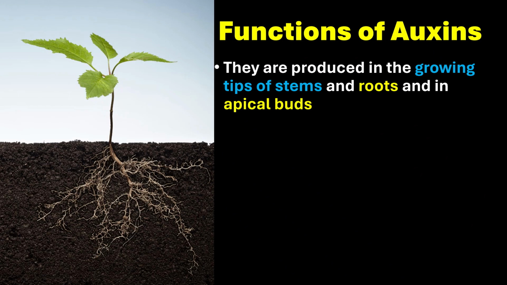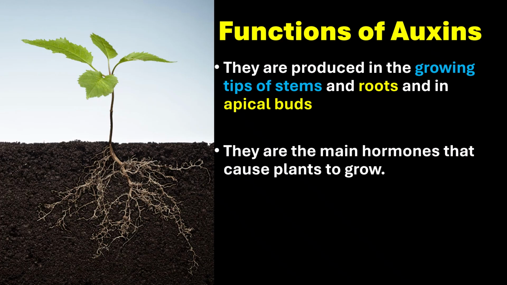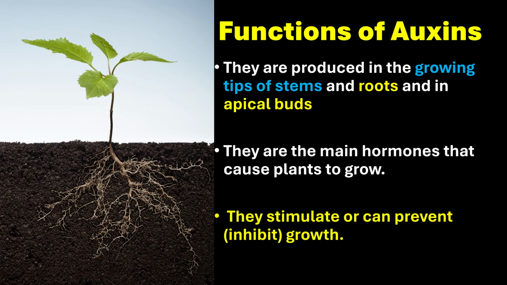So auxins are produced in two places within the plant, in the growing tip of the stem and also the roots and in the apical buds. So the apical buds will also have to be at the tip of the stem. And then they are also produced in roots. So you find auxins at those two locations. They are the main hormones that cause plants to grow. So for plants to grow, yes, there are other hormones, but auxins are the main hormones responsible for plant growth.